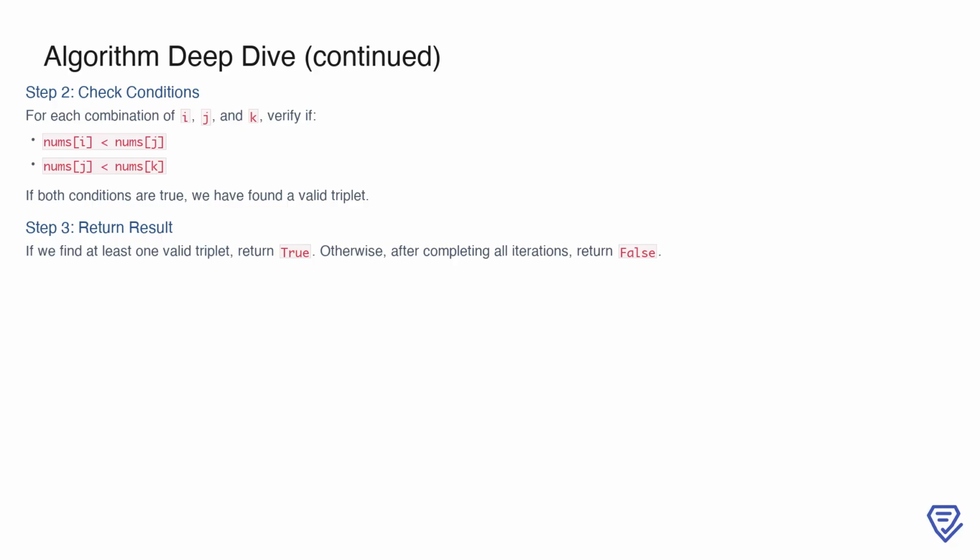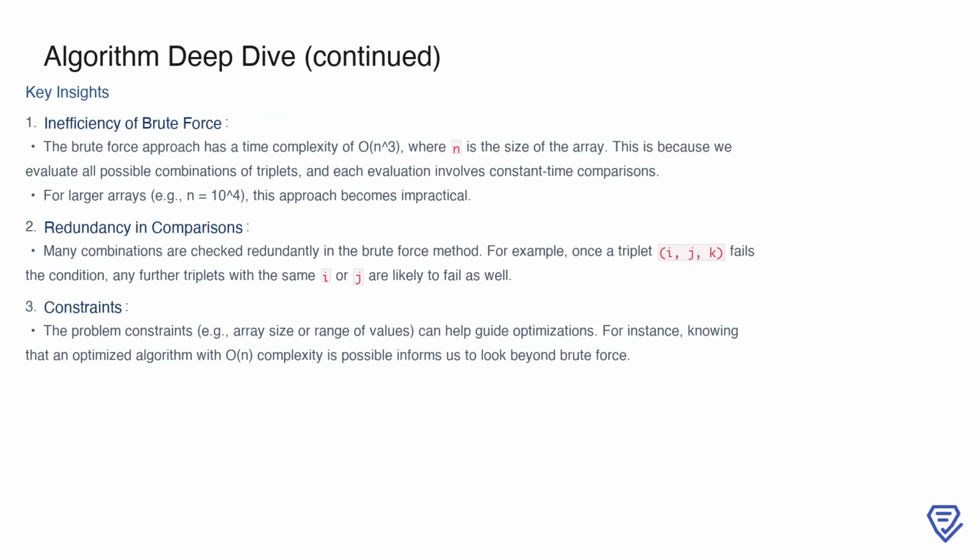This method, while simple to understand and implement, involves evaluating every possible triplet, which can become computationally expensive as the size of the array increases. Although the brute force method guarantees correctness, it is highly inefficient. The time complexity of this approach is O(n cubed), where n is the size of the array. This cubic complexity arises because of the 3 nested loops, each iterating through the array.